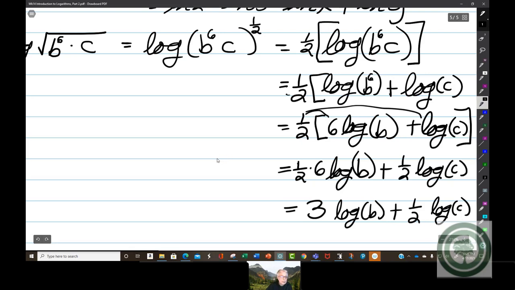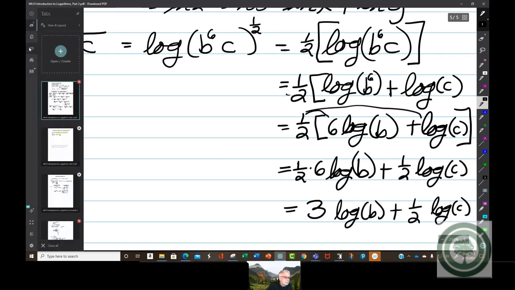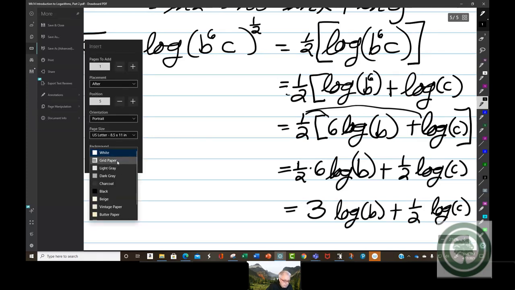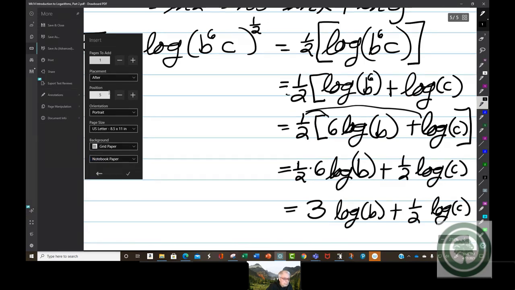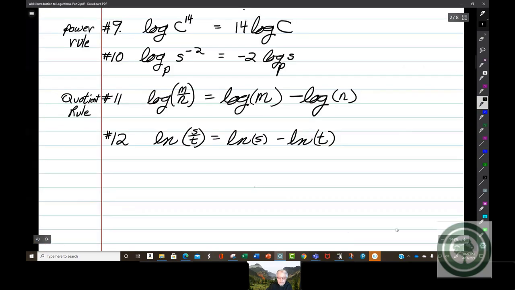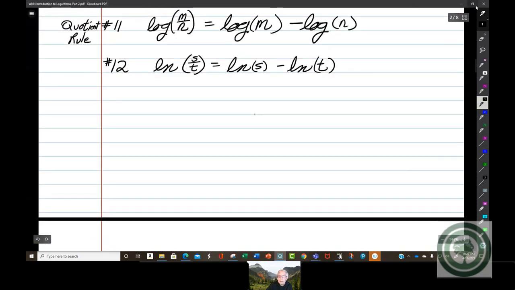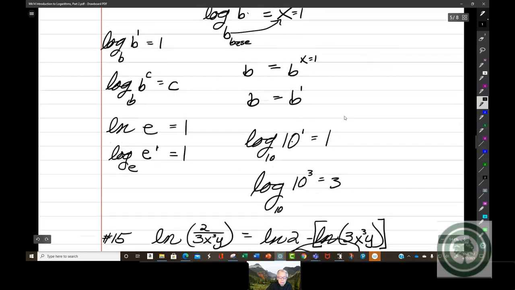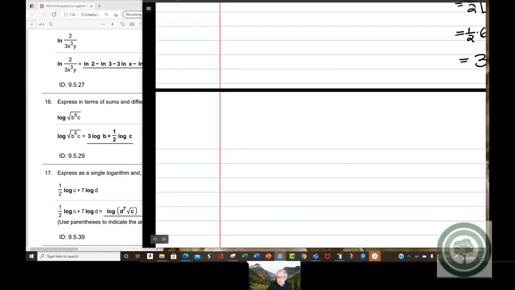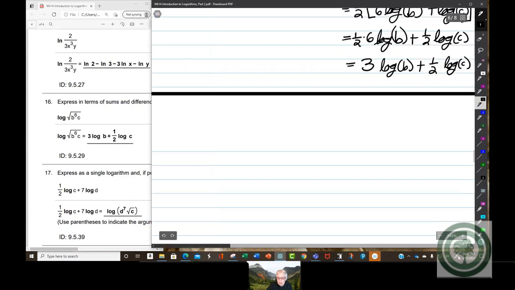And I need to add more pages. Cute. All right, let's take a look. Oh, why does it do that? There's our final answer. 3 log b plus 1/2 log c. Yes.